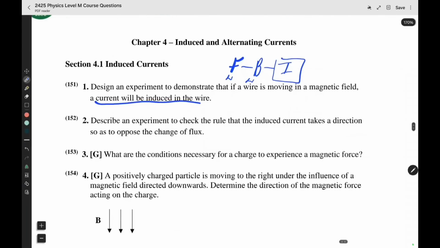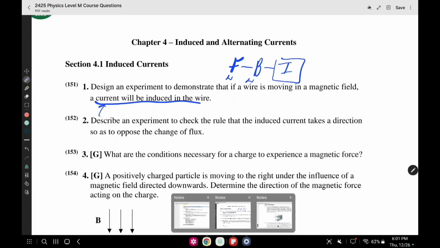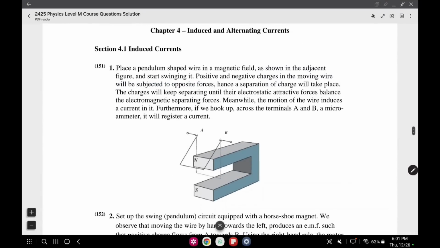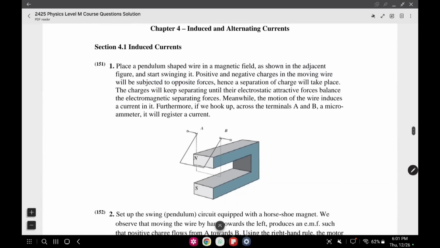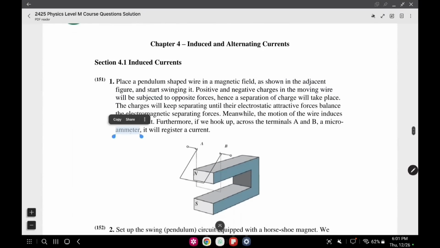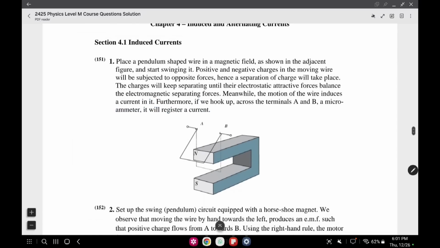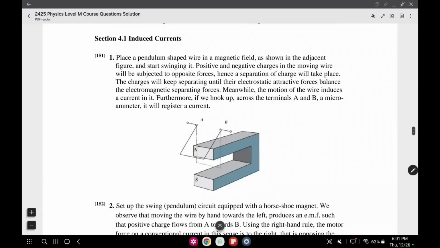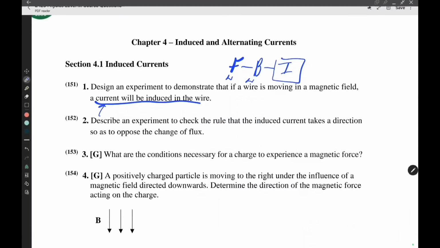So here they're saying design an experiment to show that a current will be induced. It's very easy actually. Just get a wire and start moving it, and if there is going to be induced current, an ammeter will register current. Very easy. It's over here. Ammeter will register current. Okay, so you can read this if you want, but this is more of understanding. These questions don't really come. This is just so you understand what's going on.